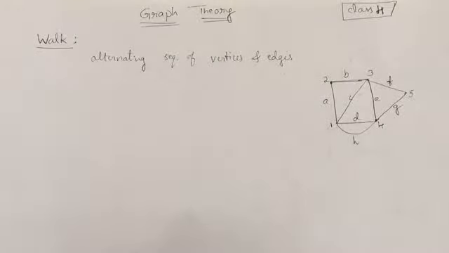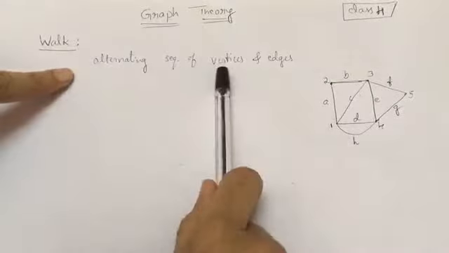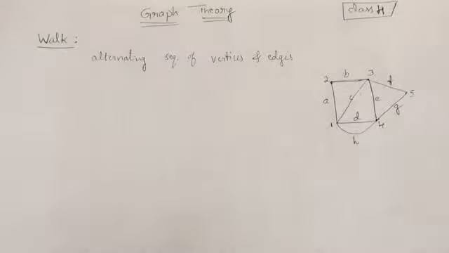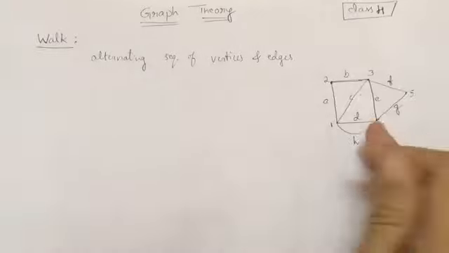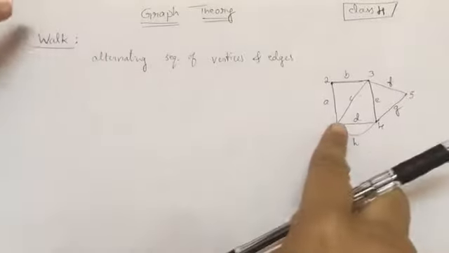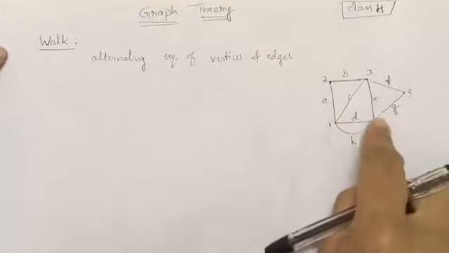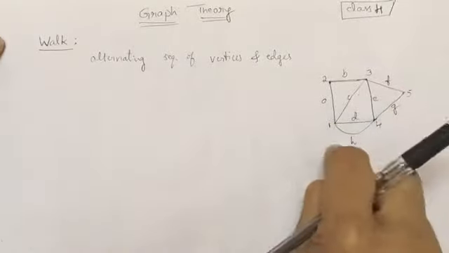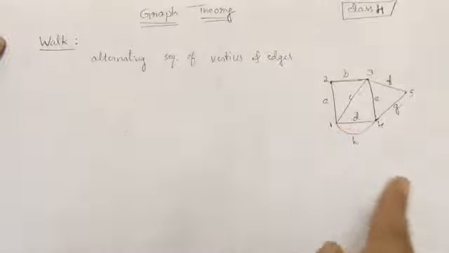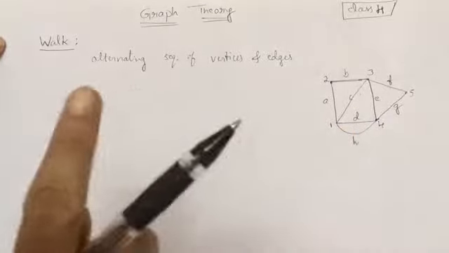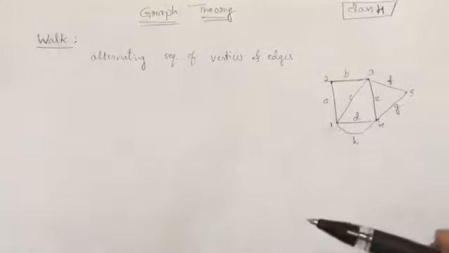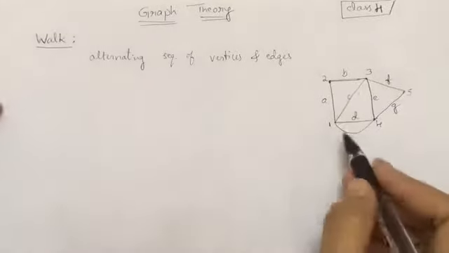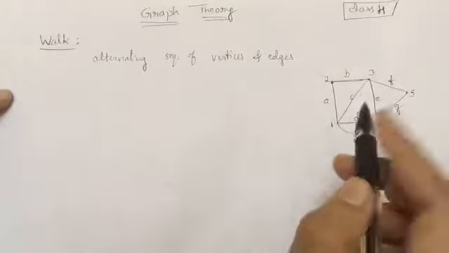Now a walk is nothing but simply an alternating sequence of vertices and edges. Is there any condition? The condition is a walk always should start from a vertex and it should end with a vertex itself. It need not be the same vertex, it can be any other vertex. That is one condition. And another condition is no edge should appear more than once. Okay, let me define the first walk.